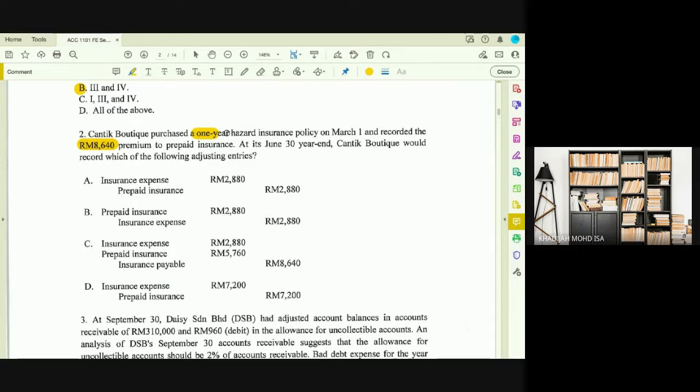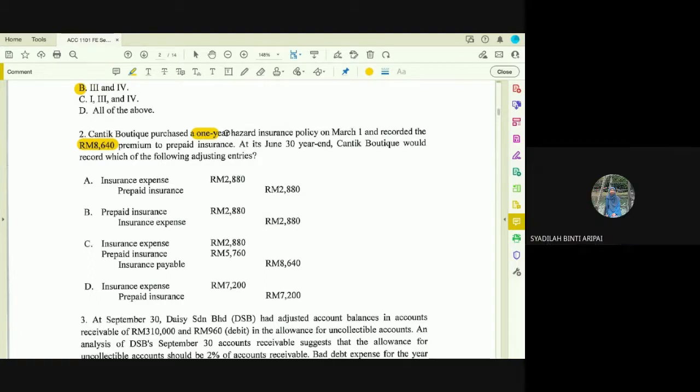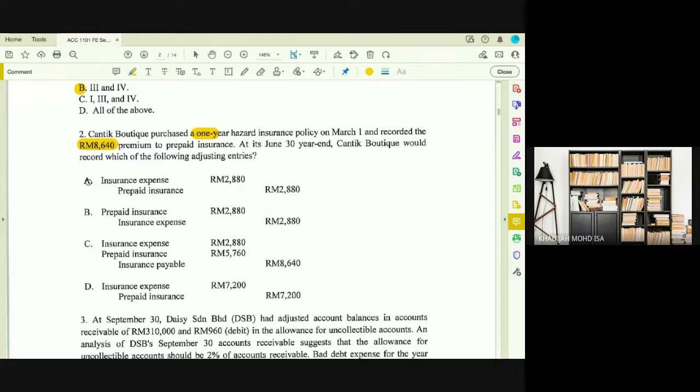So what will be your adjustment? Debit your insurance expense and credit your prepaid insurance. So the answer should be A, B, C, or D? A, so it should be A. So I say that you have to go through the question, even though it's a multiple choice question. You still have to do the computation, in this case the journal entries.